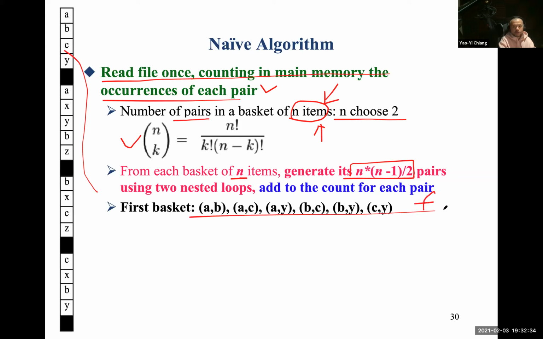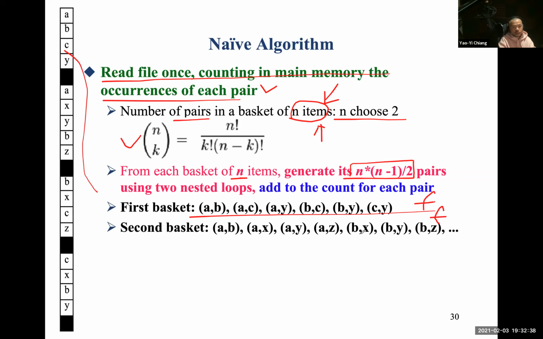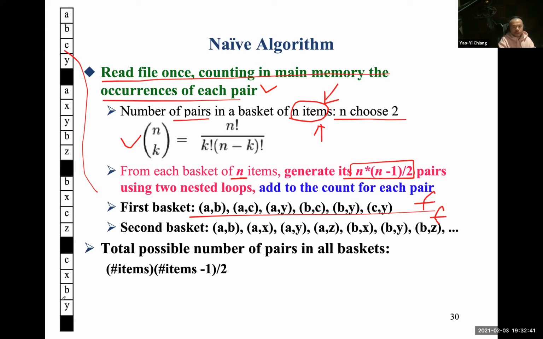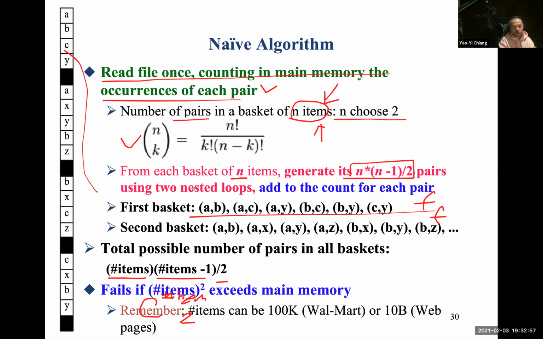Remember the two for loops on the whiteboard. Second basket, we generate this. The total number of pairs in all baskets could be the number of items times the number of items minus 1, divided by 2, because it's the number of items choose 2. And if you're Walmart, this could be really big. If you're processing the web, this can be even much larger.